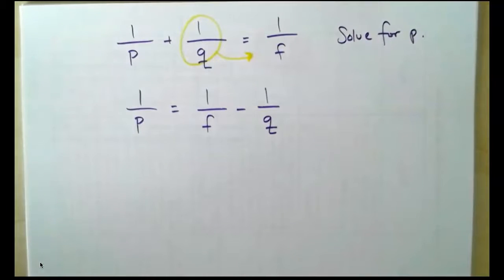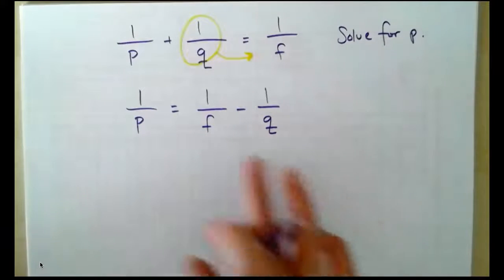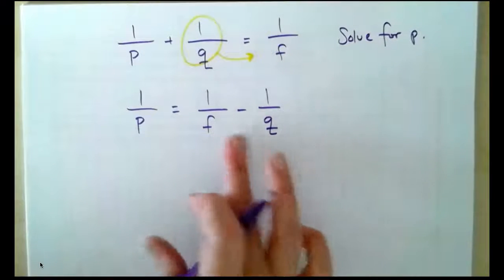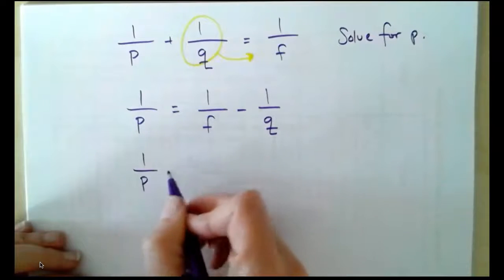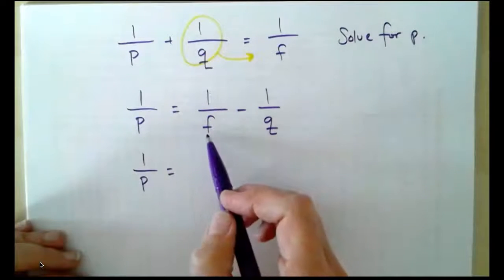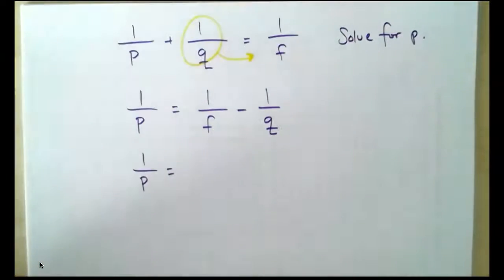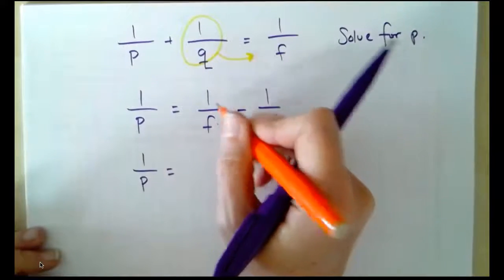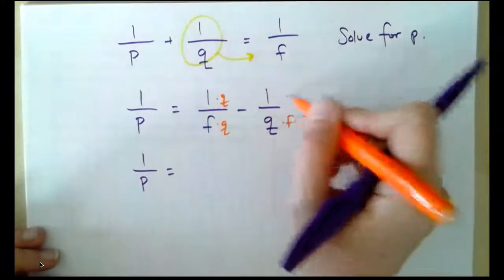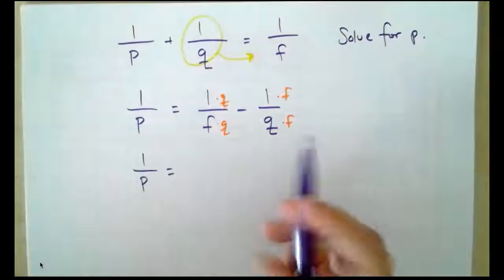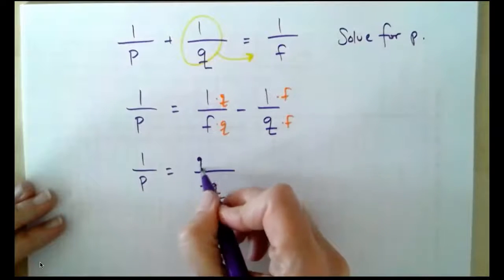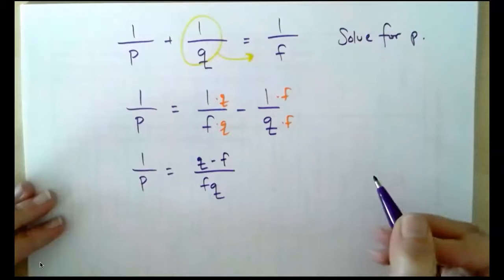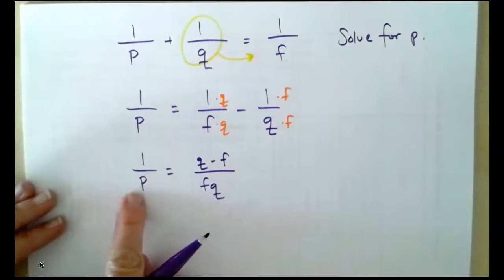So in order for us to do that, probably the best option is to find a common denominator on the right-hand side and then cross multiply. So if we have 1 over f minus 1 over q, then we need to multiply this guy by q, this guy by f, to get fq on the bottom, and then on the top, q minus f. Remember, we're trying to get p by itself.